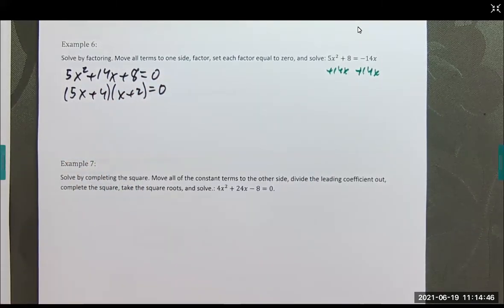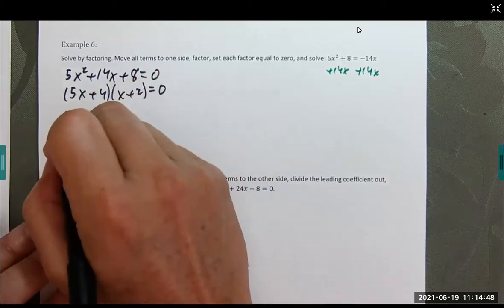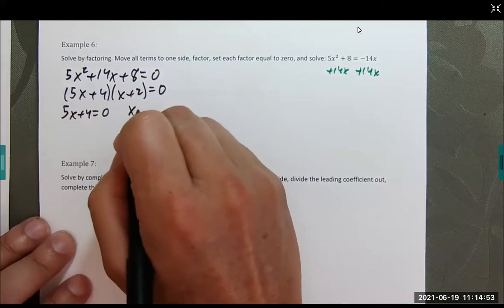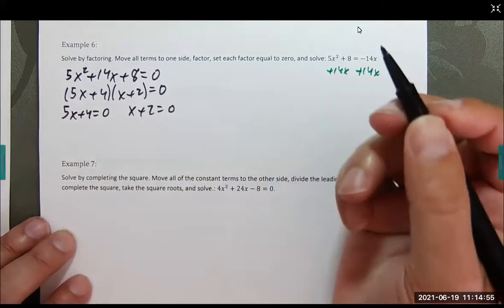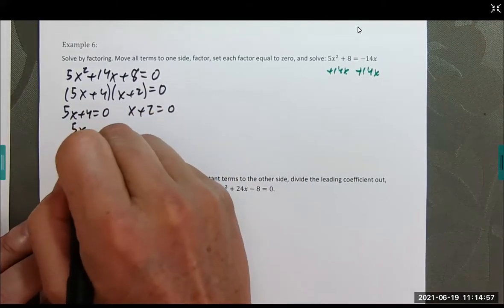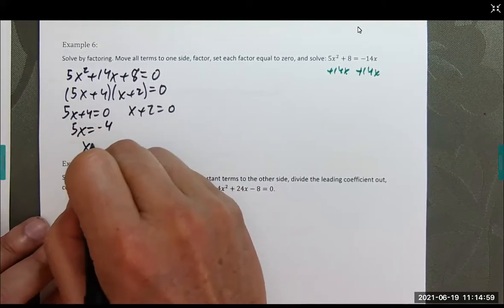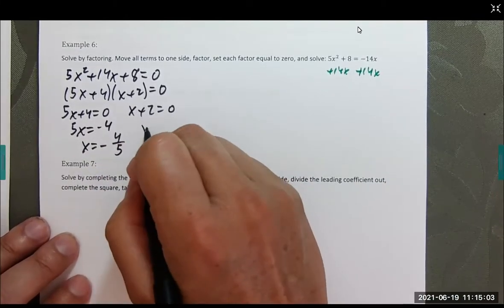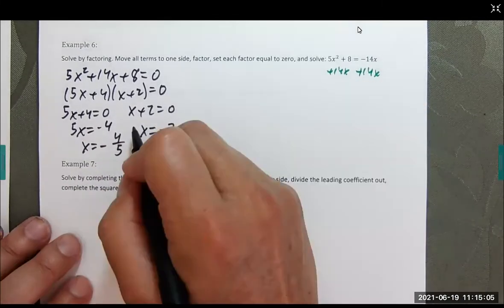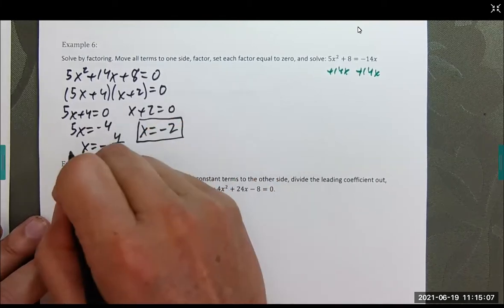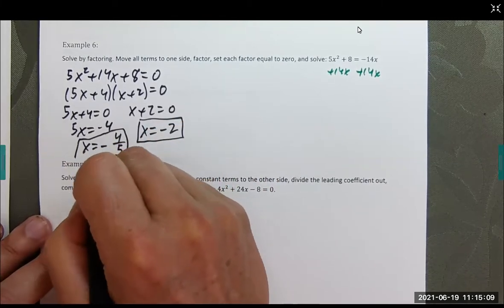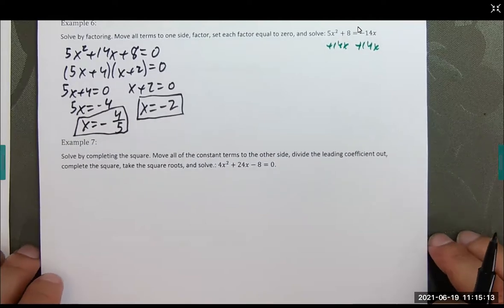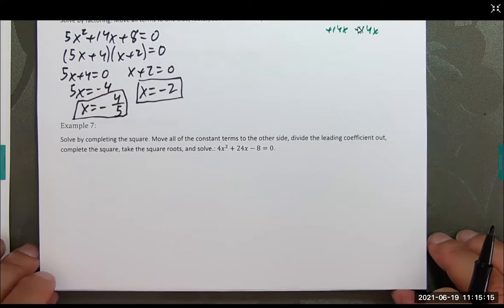And now we're going to set each factor equal to 0. Subtract the 4, divide by the 5. We subtract the 2. And we have 2 real solutions. Again, these are all methods that you've learned in the past, nothing new here.